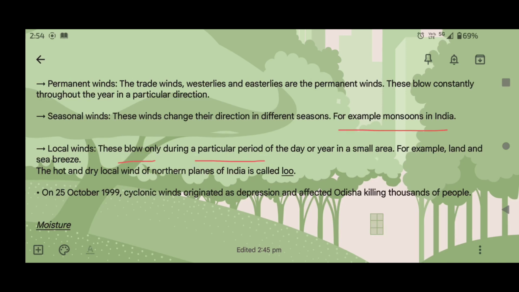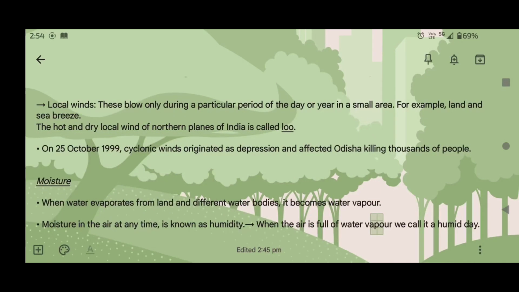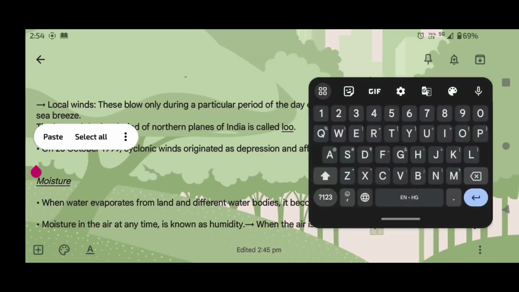Local winds: these blow only during a particular period of the day or year in a small area. For example, land and sea breeze. The hot and dry local wind of northern plains of India is called Lu. On 25th October 1999, cyclonic winds originated at depression and affected Odisha, killing thousands of people.